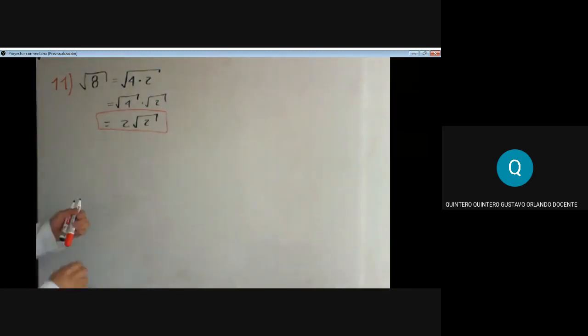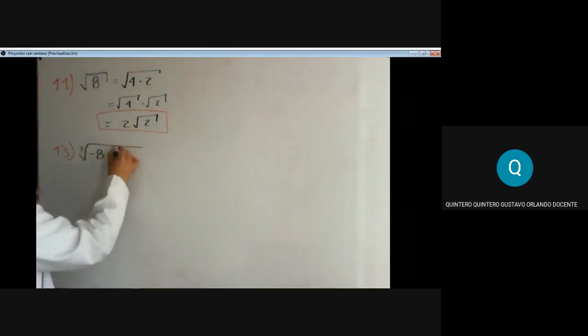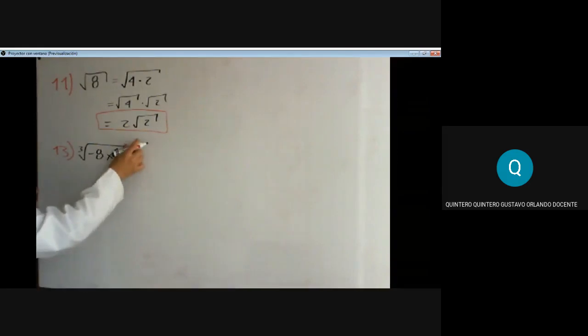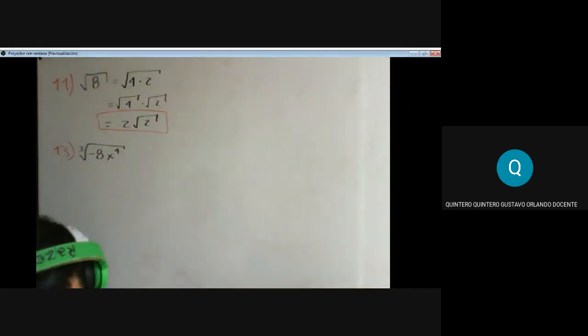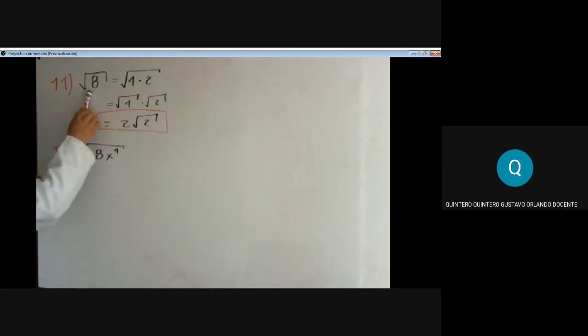All right, let's do point 13 then. Point 13. Let me see the question. Point 13 says, simplify the cubic root of -8 times x to the 4th power. Okay. This simplification is absolutely simple. But all you need to do, just like we did in the first one, is try to separate the values that we can separate, right?